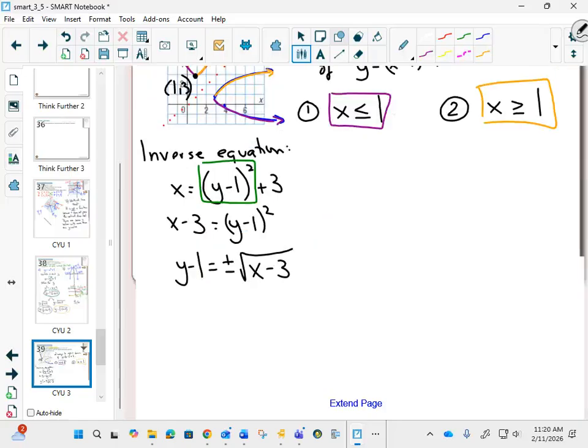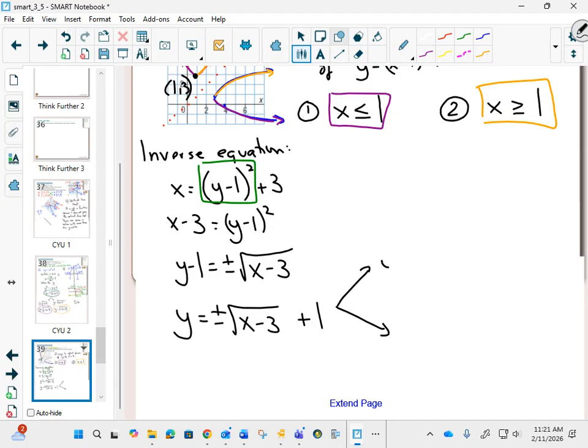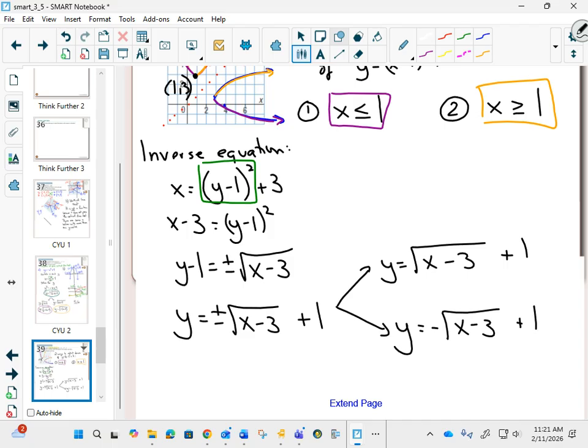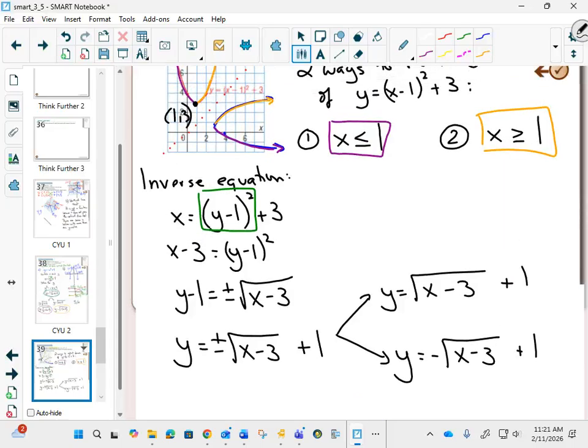And to get y by itself, I'd have to add 1 to both sides. This plus or minus gives actually two different equations. Sometimes it's nice to write them separately. One of them is going to be with the plus, and one of them is going to be with the minus. Okay?